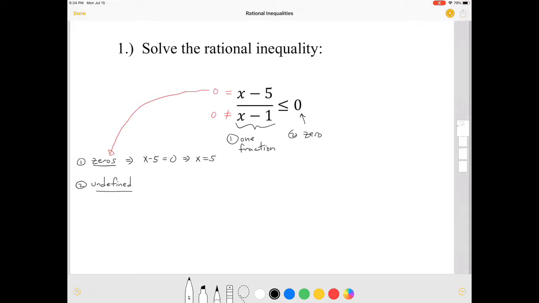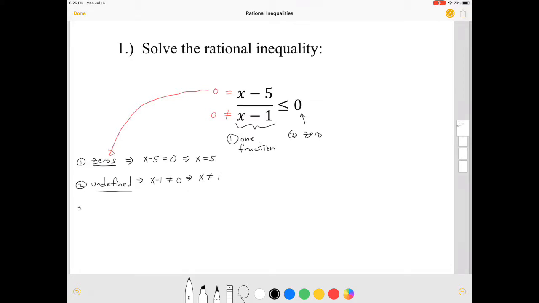Where is the function undefined? Well, how about where the denominator is equal to 0? So remember the denominator, it cannot be 0. If it is, it's undefined. And you can solve this just like an equation by adding 1 to the other side, which means that x cannot equal positive 1. So in other words, the function is undefined at x equals 1.